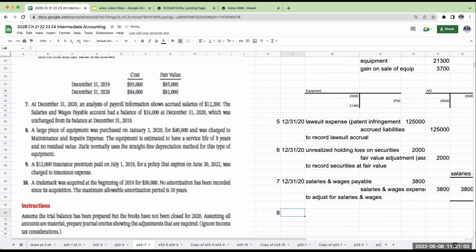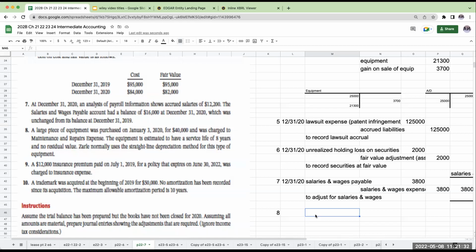A large piece of equipment was purchased on January 3rd, 2020 for $40,000, and was charged to maintenance and repairs. The equipment is estimated to have a service life of 8 years and no residual value. So right over here, what do we go through and do? The first thing we need to do is get that equipment out of repairs and maintenance. Remember, if it's going to be repairs and maintenance, it has to be something that's ongoing. If we're buying something new, that's different.